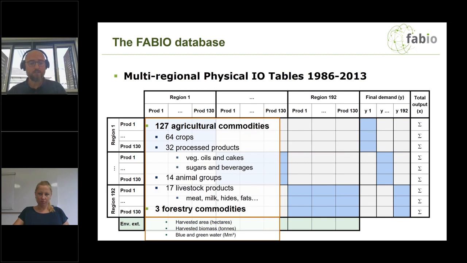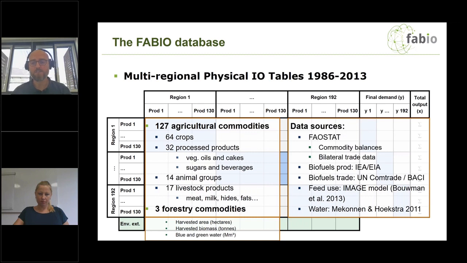It also covers environmental extensions. At the moment, the database includes data for harvested area in hectares, harvested biomass in tons, and blue and green water in million cubic meters.